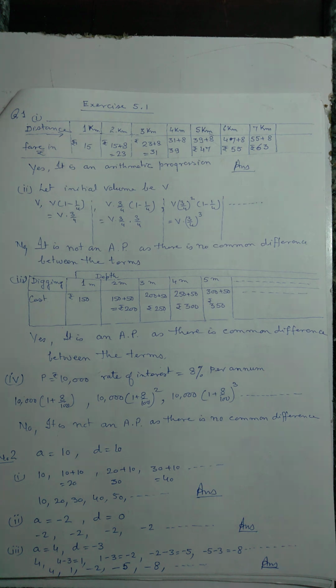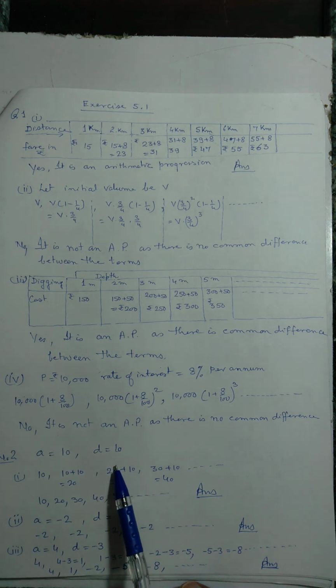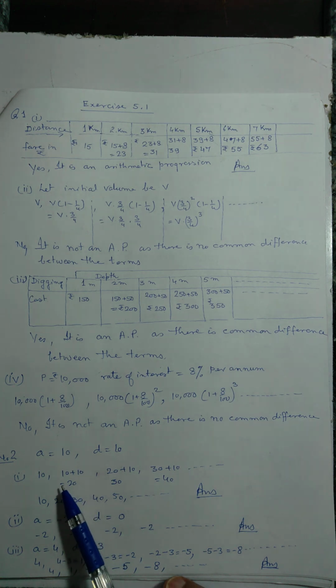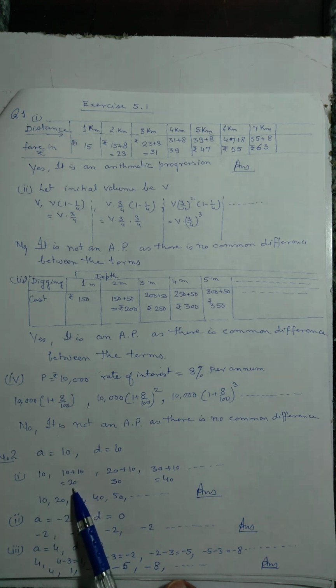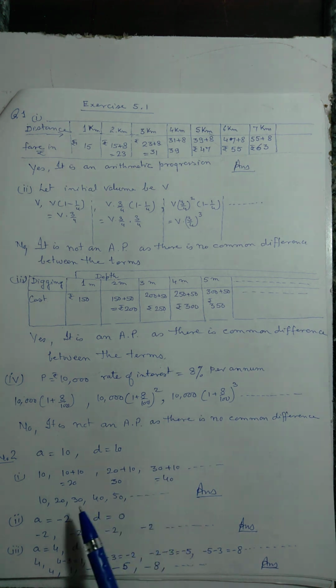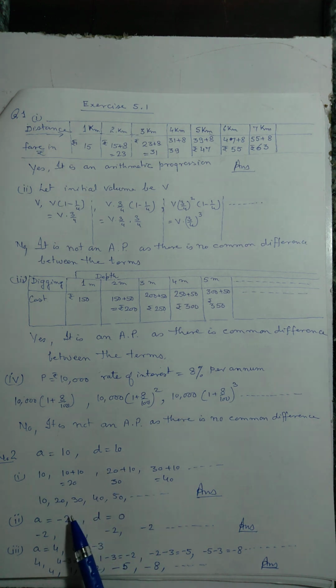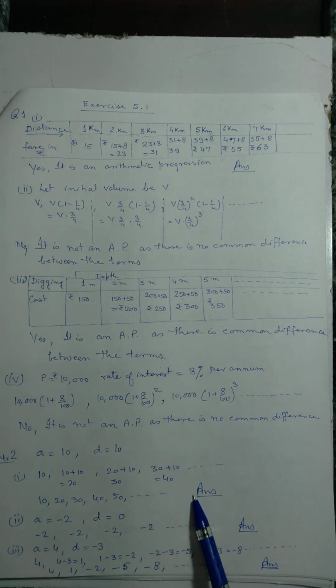Write the first 4 terms of the AP when the first term A and the common difference D are given as follows. A is given, that is 10. D is given, that is 10. We have to write: 10 plus 10, that is 20. 20 plus 10, that is 30. 30 plus 10, that is 40. So 10, 20, 30, 40, 50. These are the terms of the arithmetic progression.